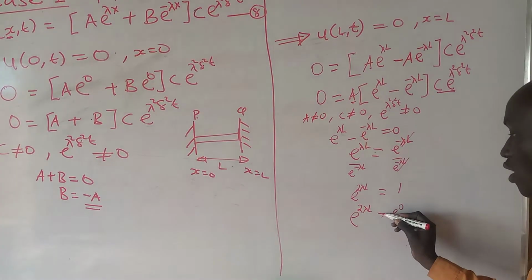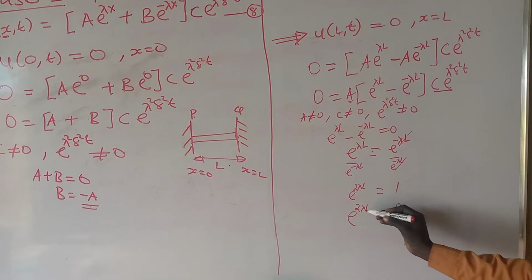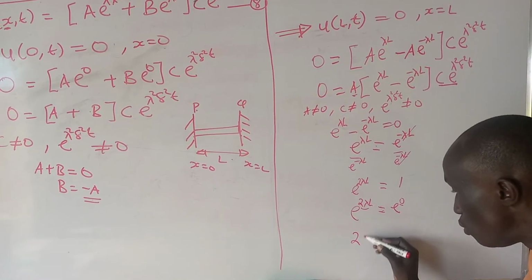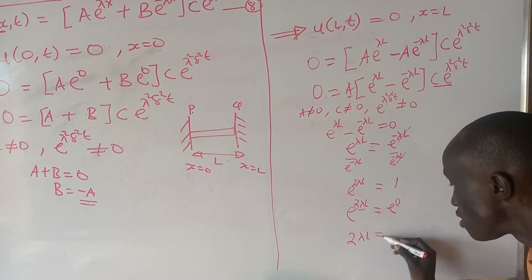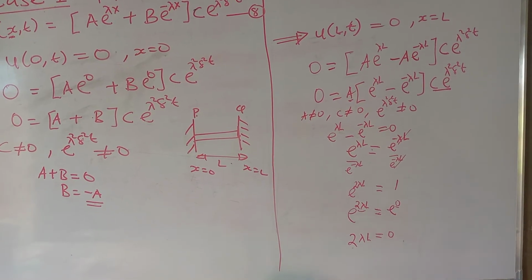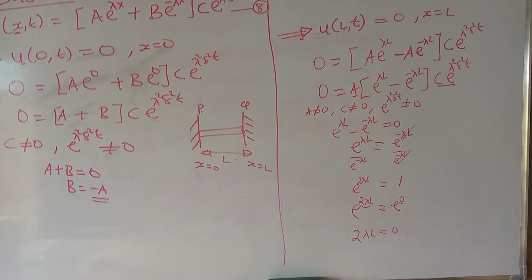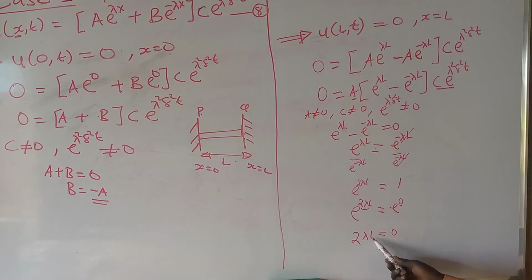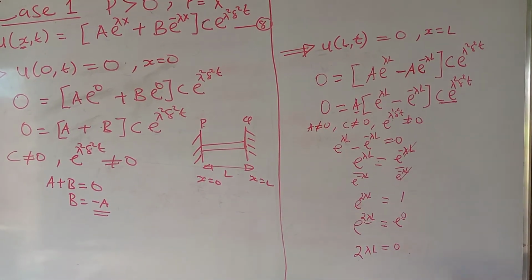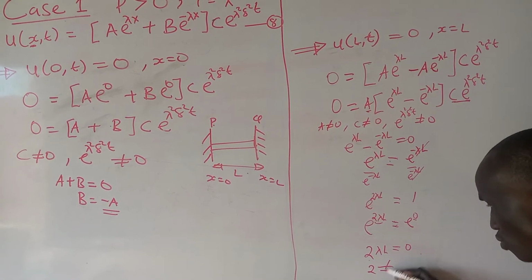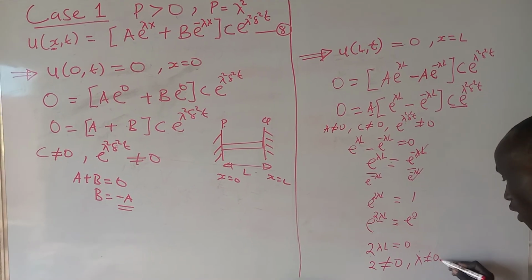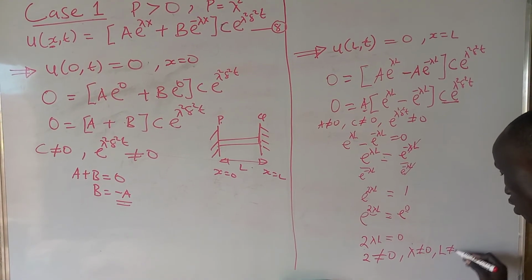Very, very important. If you compare bases, you find that this is the same as that. So that means 2λL is the same as 0. But now 2 is a value, isn't it? 2 is not 0. Then our λ is a constant, it can't be equal to 0. Then our L is the length of the shaft, it can't be equal to 0. That means our 2 cannot be equal to 0 because it's a value, our λ is a constant, and our L is the length of the shaft, cannot be equal to 0.